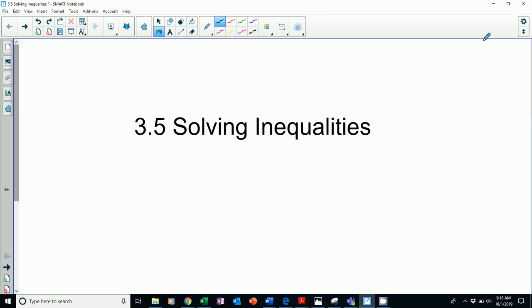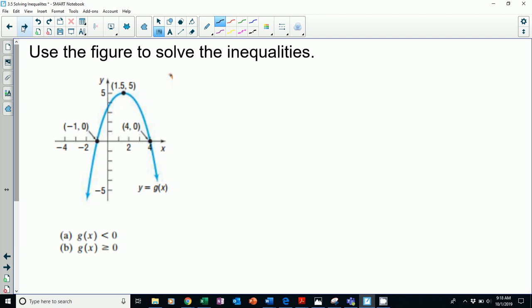This video will review solving inequalities covered in Chapter 3, Section 5. The first problem we're going to look at, they ask us to use the figure to solve the inequalities. So we have two parts to this inequality. Part A, they want to know where the graph is less than 0. And then part B, they want to know where the graph is greater than or equal to 0.